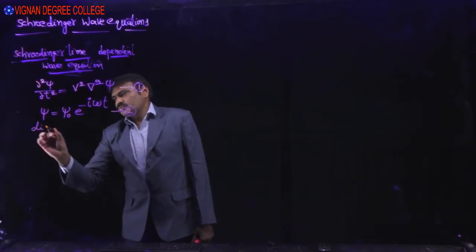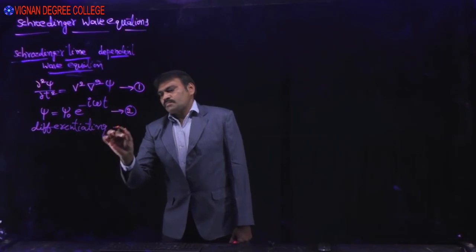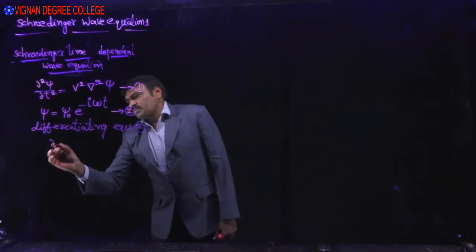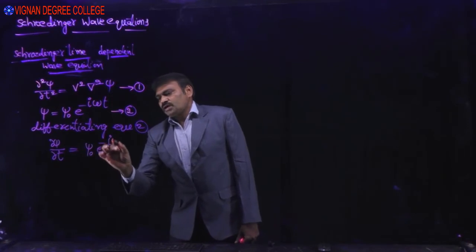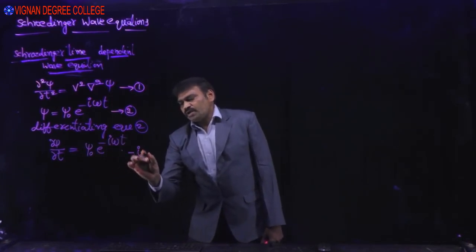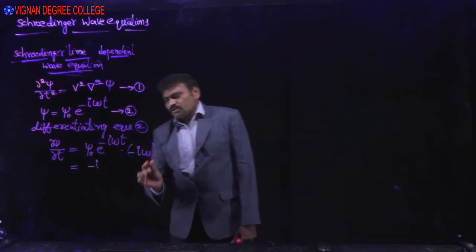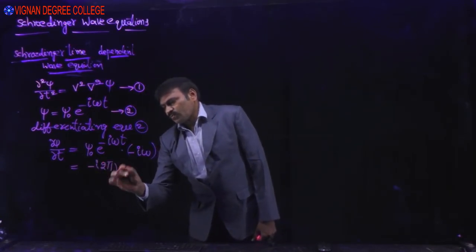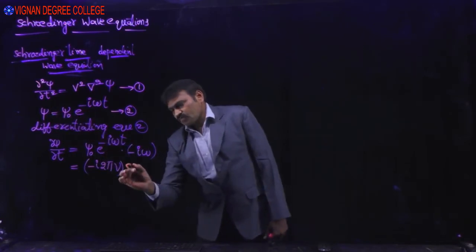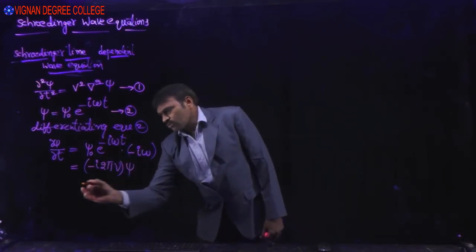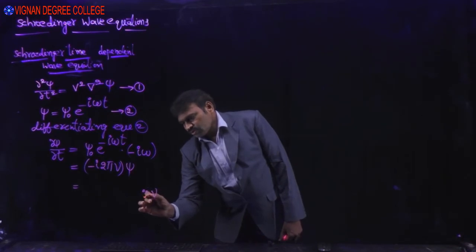Differentiating equation 2 with respect to time, we get ∂ψ/∂t = ψ₀ e^(−iωt) into (−iω). Here ω is the angular frequency, which is equal to 2πν. So −i 2πν times ψ₀ e^(−iωt) is nothing but ψ, so substitute ψ. Here ν, you know that E = hν, so ν = E/h.